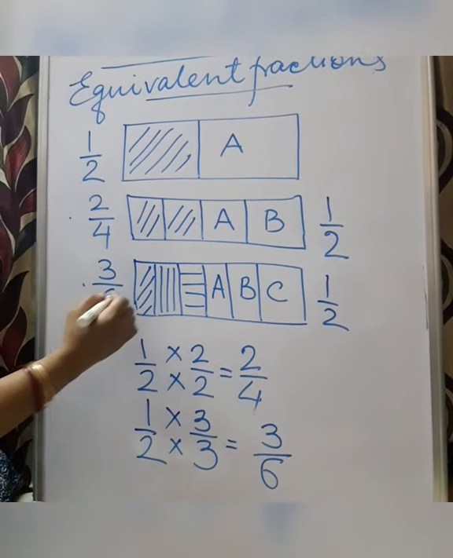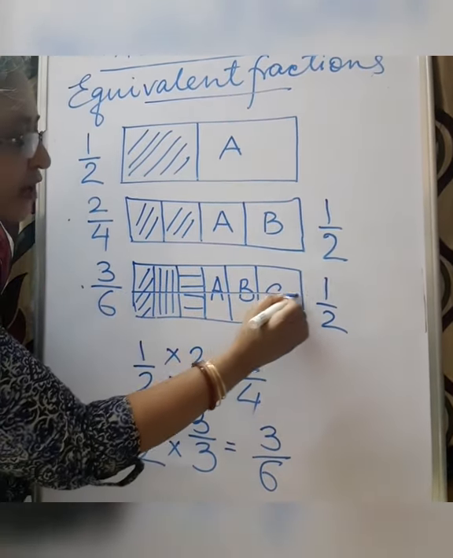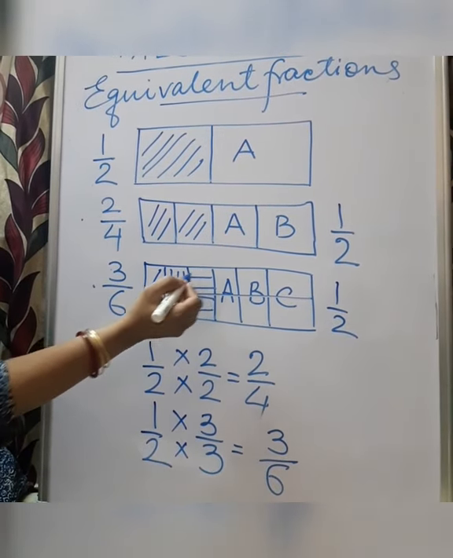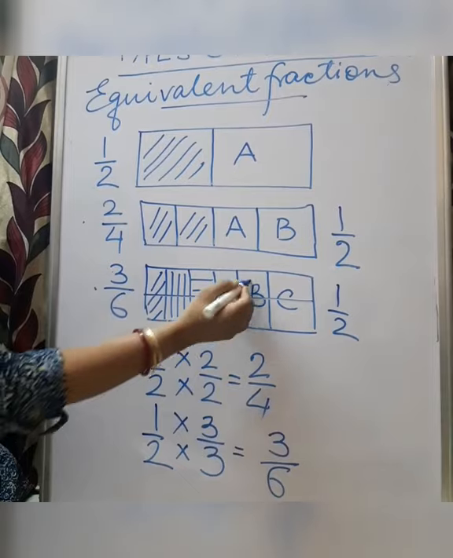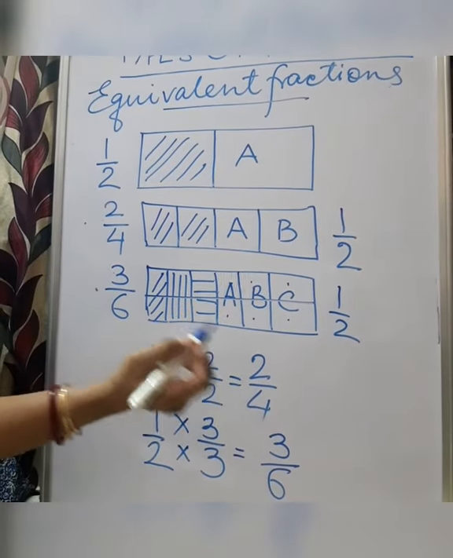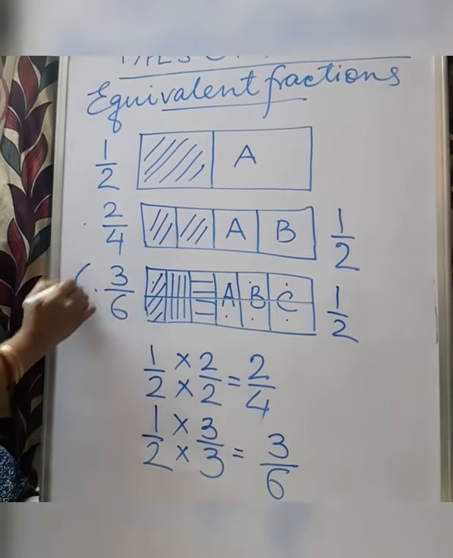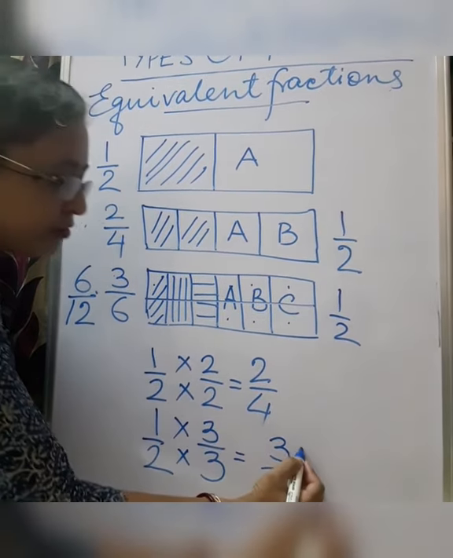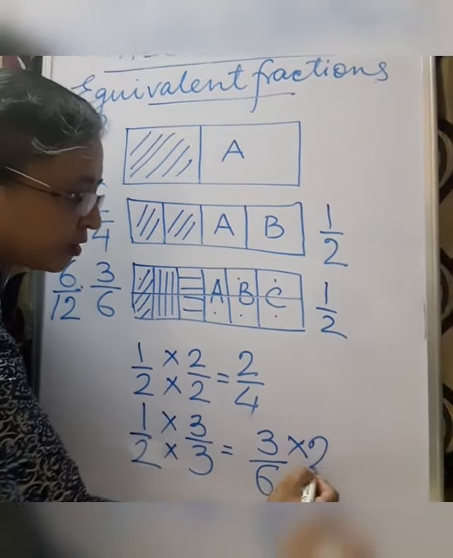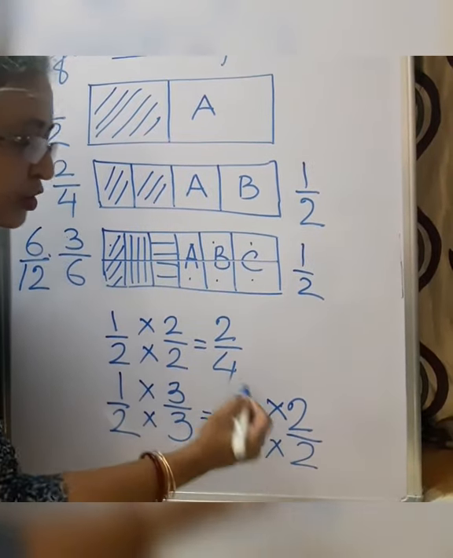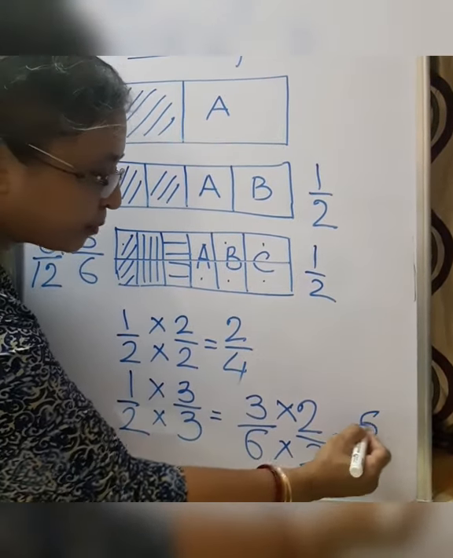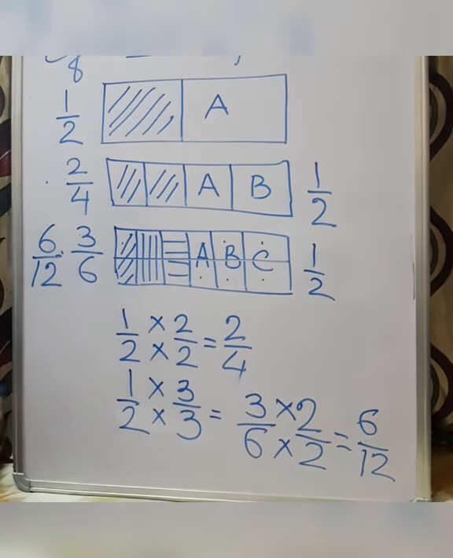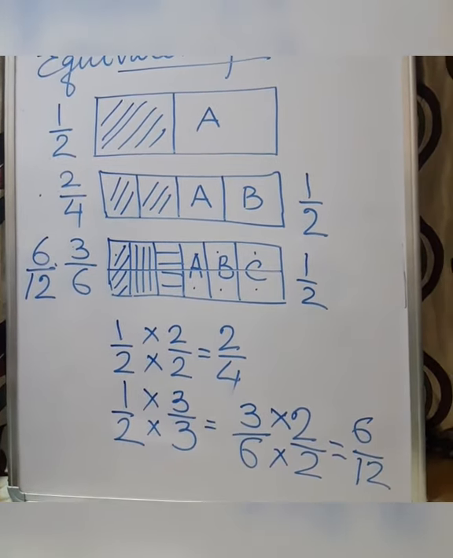Now if more students come, I will break it into further pieces. Now I am giving 1, 2, 3, 4, 5, 6 to 6 students, and still I am having 6 by 12. Again, how do we get it? We divide or multiply the numerator and the denominator by the same number to get equivalent fractions.